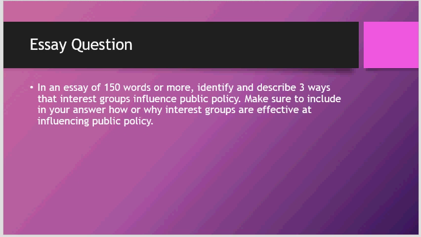Okay, and then there are two essay questions in this test. One is an essay of 150 or more words. Identify and describe 3 ways that interest groups influence public policy. Make sure to include in your answer how or why interest groups are effective at influencing public policy. So make sure that you talk about some means that they use to influence public policy, and then how it's effective.